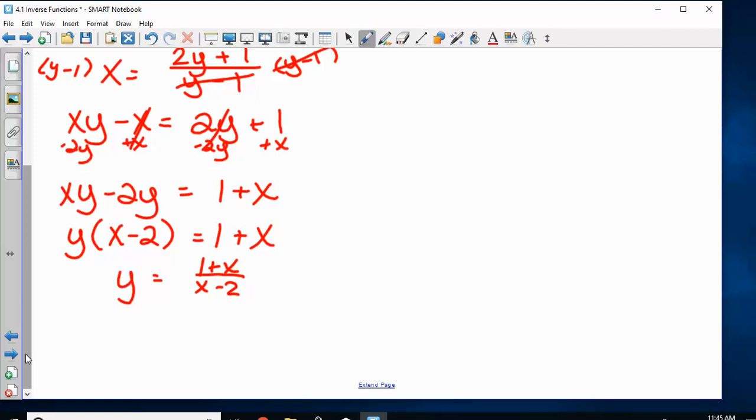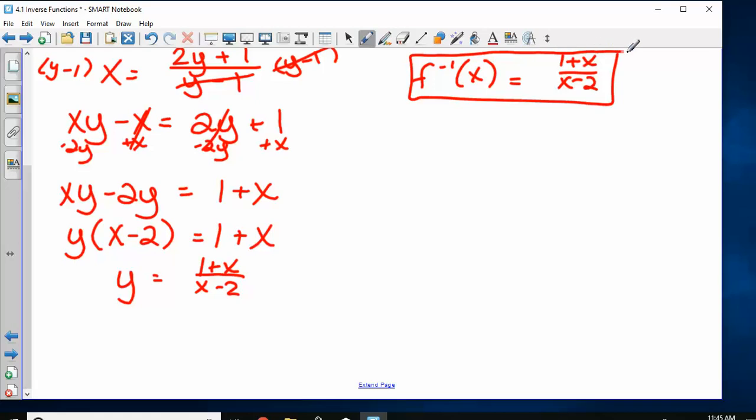Am I done? Now, final thing I need you to do, instead of y, we write f inverse of x equals 1 plus x over x minus 2. So that one was definitely a little more involved.